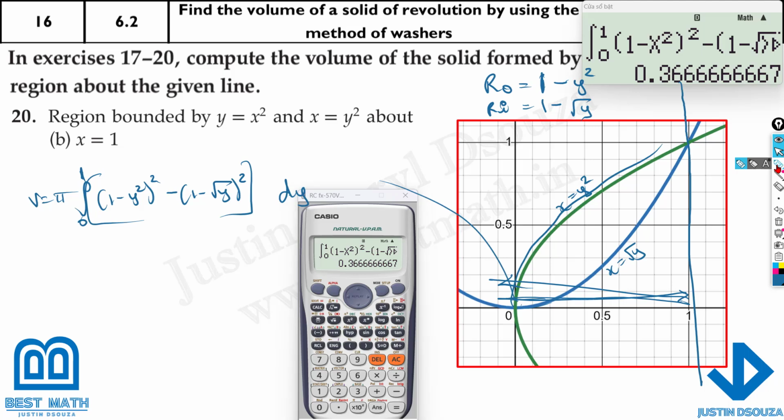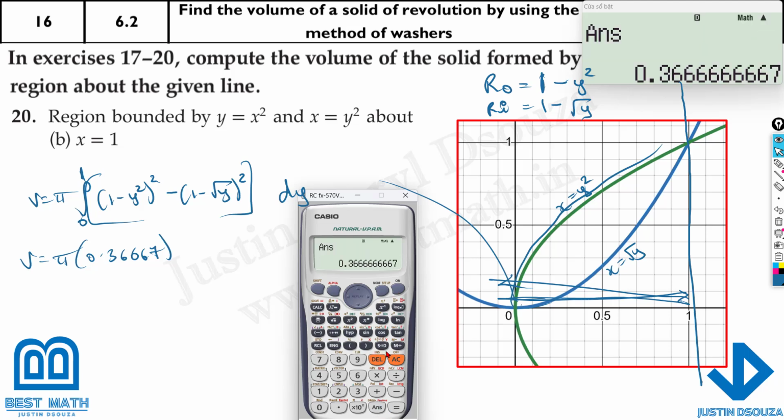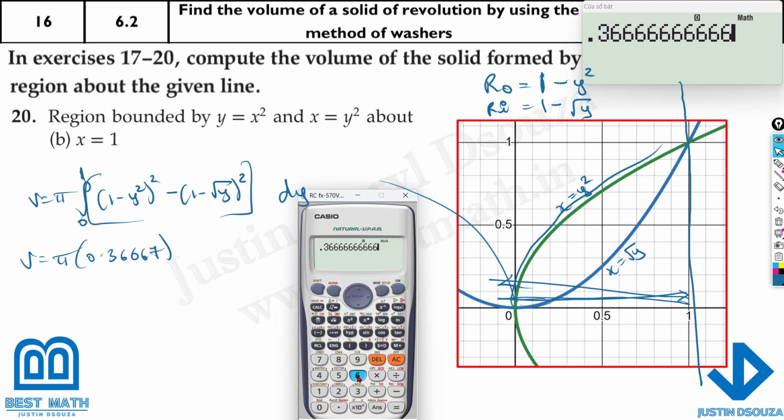There is one thing I want to show you. Let me write it out over here. V is equal to pi into 0.36667. Whenever it's recurring like this, if you write the answer by yourself, 0.3, and write a lot of sixes, you automatically get 11 by 30. So it's 11 by 30 pi. Or you multiply 0.3667 times pi, you get 11 by 30 pi, or the answer is 1.15.